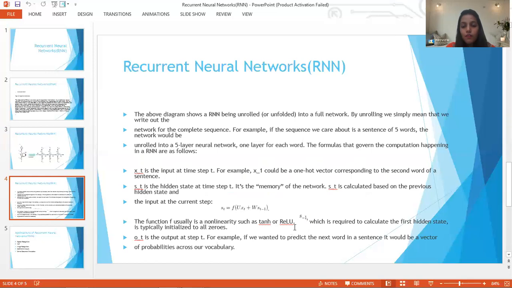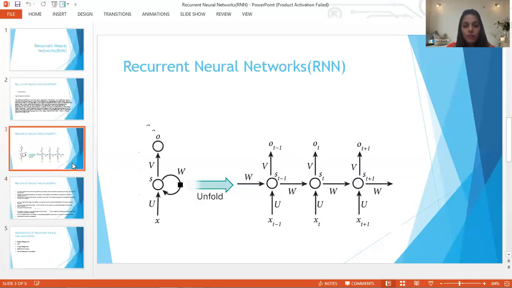Okay, so S minus 1, which is required to calculate the first hidden layer, is typically initialized to all zero. So initially, whatever inputs we have, we keep them initialized at zero.